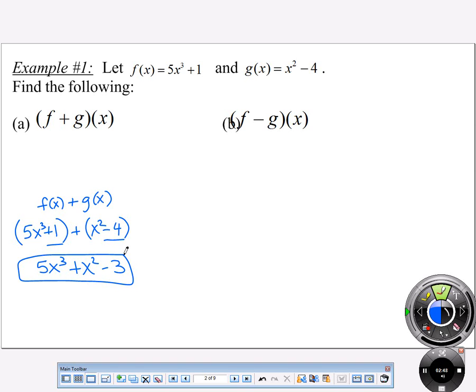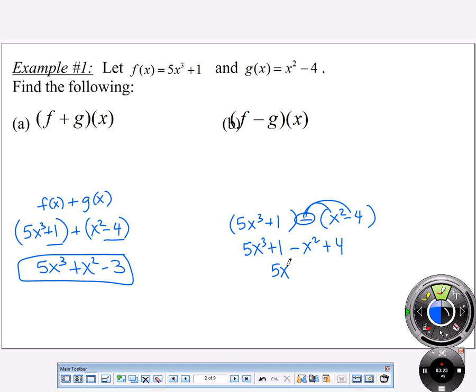In the second one, we're subtracting. The only difference is that you're going to have f of x minus g of x. And remember, when you're subtracting polynomials, be careful about distributing the negative to each of the terms. So f of x, again, is 5x cubed plus 1, and g of x is x squared minus 4. This minus means it's distributed to every term that's present in the group after that. So we have 5x cubed plus 1, and then minus x squared plus 4.